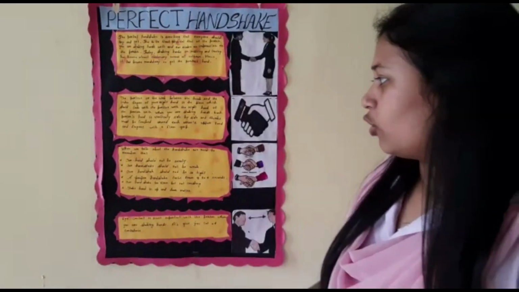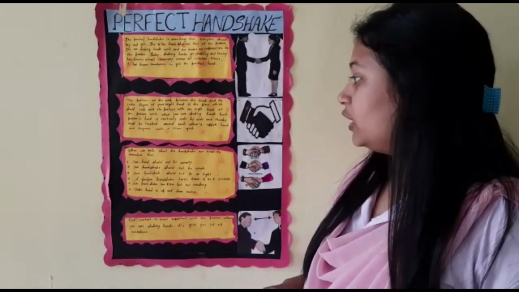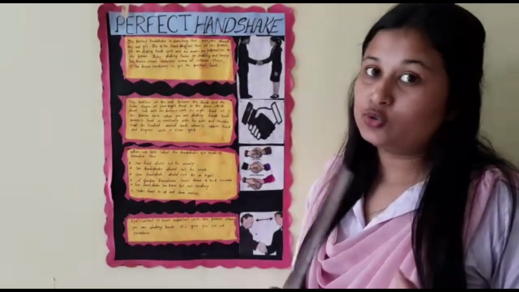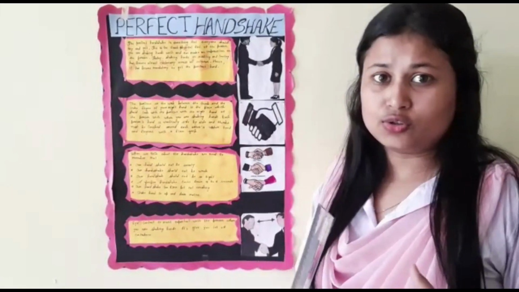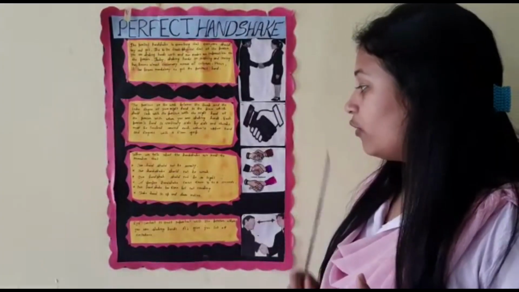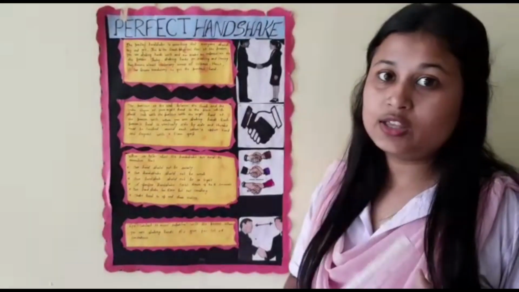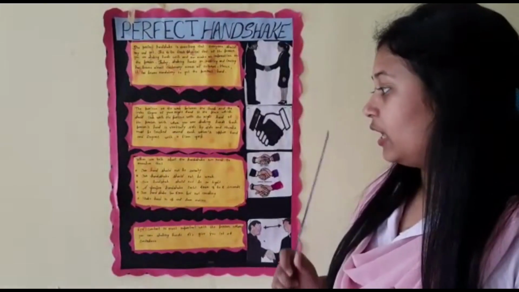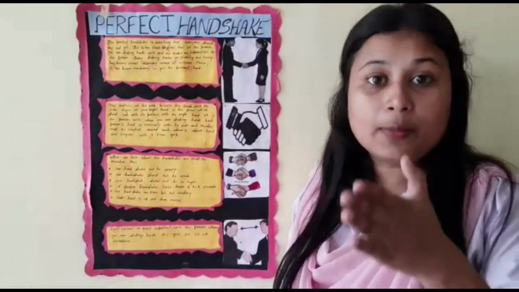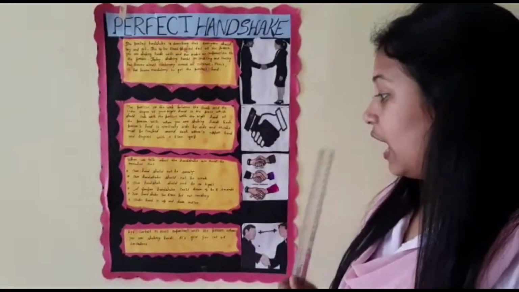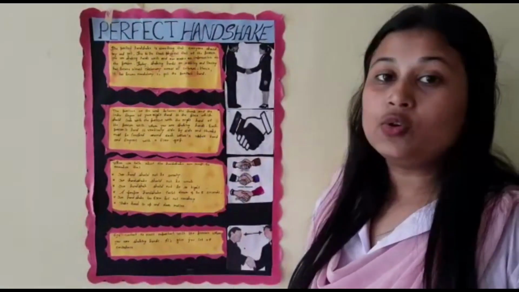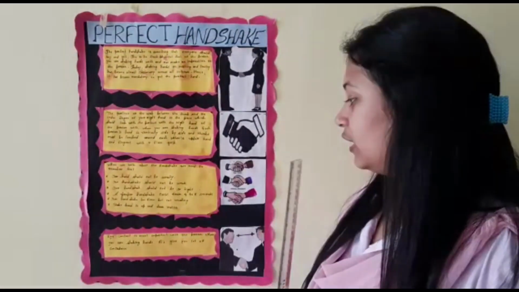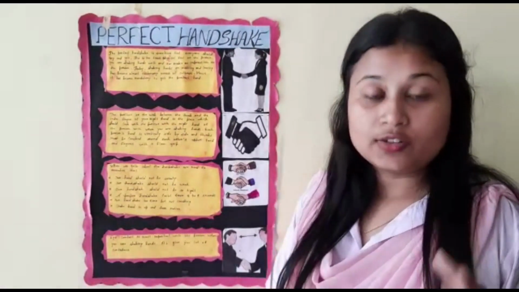And when we talk about the handshake, we need to remember that our hand should not be so sweaty, and should not be so tight or so weak. A perfect handshake lasts from 3 to 6 seconds, and the handshake is up and down. Eye contact is most important during the handshake with the person you are shaking hands with. It gives you a lot of confidence.